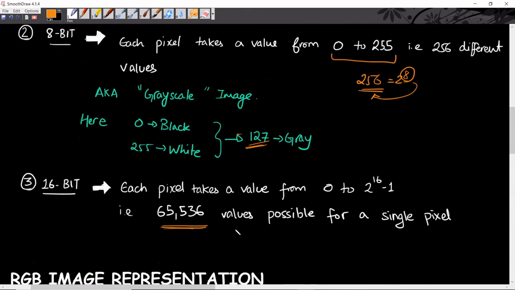Similarly, we have the 16-bit image, where each pixel takes a value from 0 to 2 to the power 16 minus 1, because we're starting from 0, so we take away 1 from here. This range corresponds to 2 to the power 16 different values, that is 65,536 values possible for a single pixel. So you have these many values to choose from, and you're choosing the intensity of that pixel from these possible values.